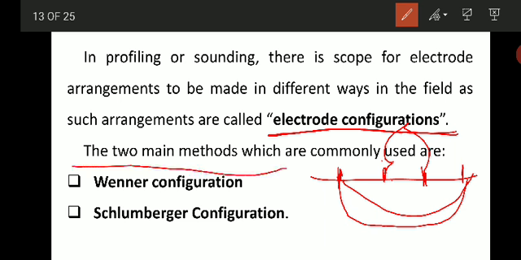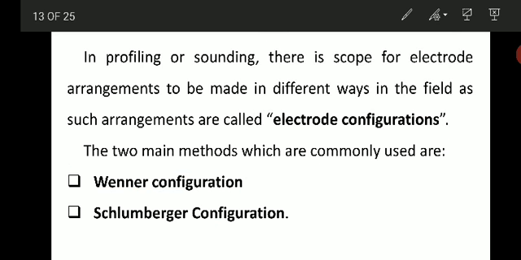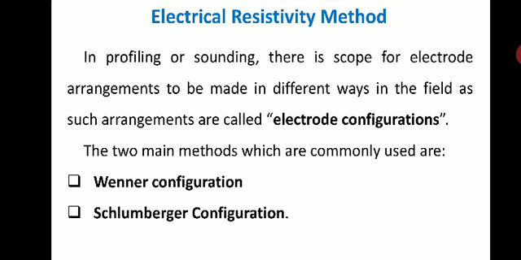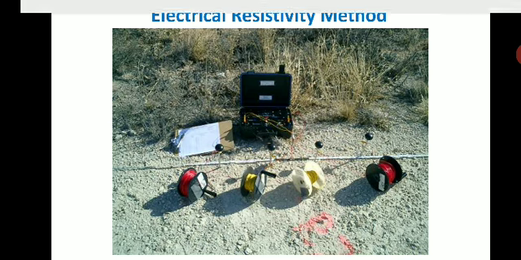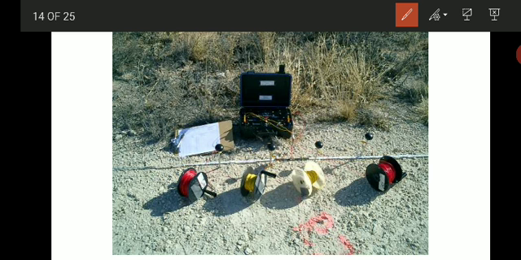There are two main methods of electrode configuration which are commonly used. One is the Wenner configuration and the other is the Schlumberger configuration. Wenner and Schlumberger are the names of those who invented those methods. These are the two electrode configurations which can be used to perform the electrical resistivity method. Now this is how in the field we perform the electrical resistivity method.